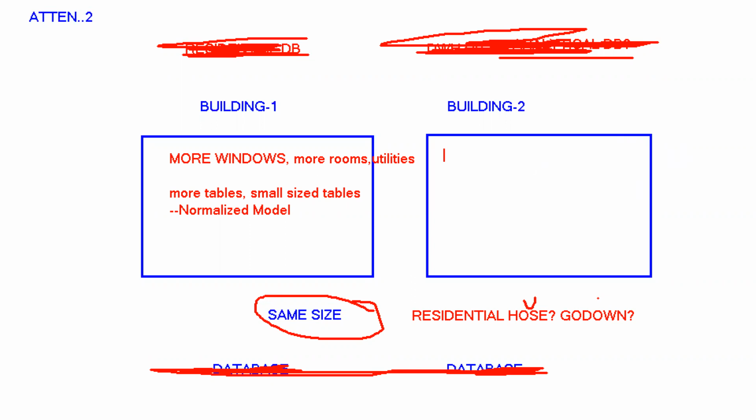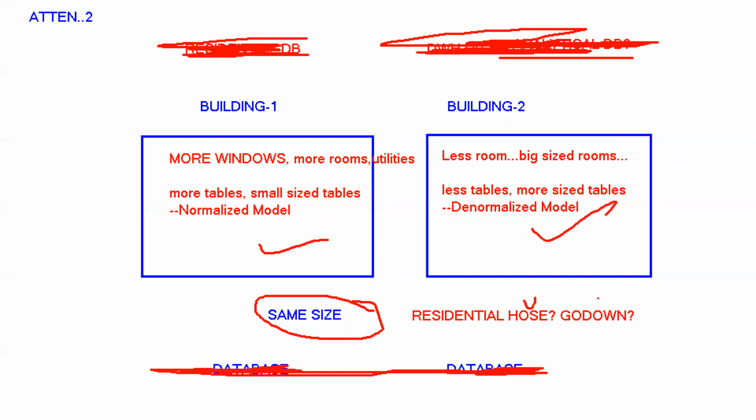And coming to a data warehouse or godown, you find fewer rooms, not many partitions, but big size rooms. Coming to the technical side, you find fewer tables in the warehouse, but larger size tables. This is called a denormalized model. So normalized model, denormalized model, two types of models. Based on the internal model only, we always say, yes, this is residential, this is godown, not based on anything else. All of you okay? Good.